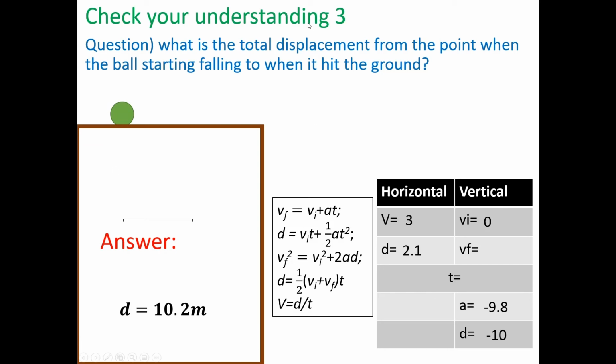Well, the total displacement is simply the resultant, or the addition of the horizontal and the vertical distance. What we want to do is to draw a vector diagram and combine the two. 2.1 and -10. Now, if you take the square root of the sum of the squares of these two answers, negative 10 squared is 100, and 2.1 squared is approximately 4.4. When you find the square root of that, you'll get an answer of 10.2 meters.